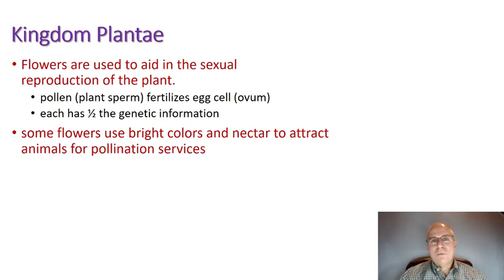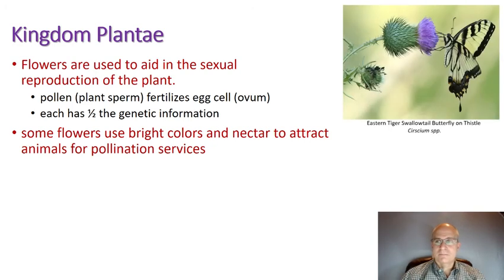So how are we going to get the pollen cells and the egg cells together? Some plants are going to have the pollen and the egg in different parts of the flower. Some plants are going to have just male flowers that produce pollen and just female flowers that produce the eggs. So how are we going to get those two together?